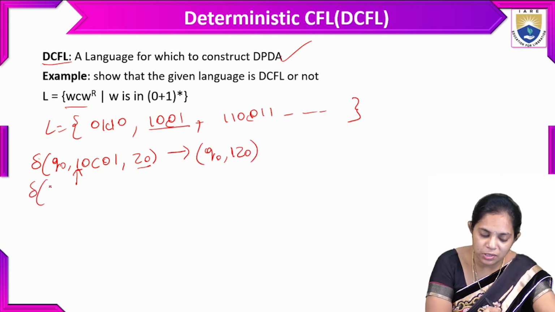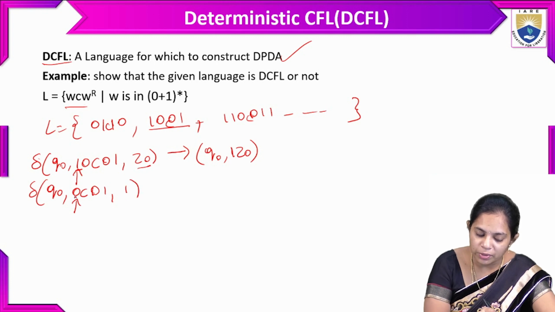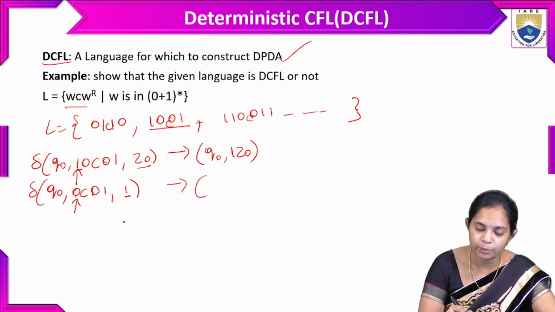And the next transition: Q naught comma, we already pushed the 1 into the stack, and 0 is there, and the top of the stack symbol is now 1. We need to push 0 on top of 1. We stay in that state only, and push that into the stack, giving 0 1. Why is this 1 there? Because we already pushed the 1 into the stack.